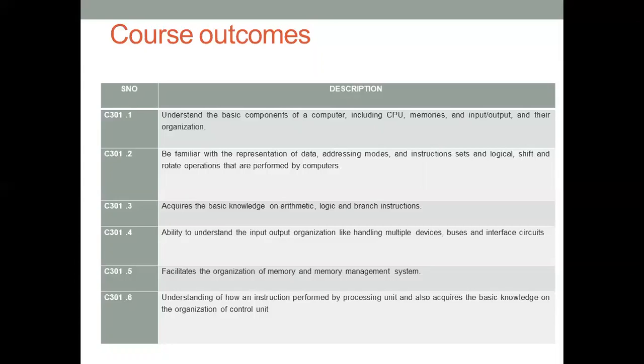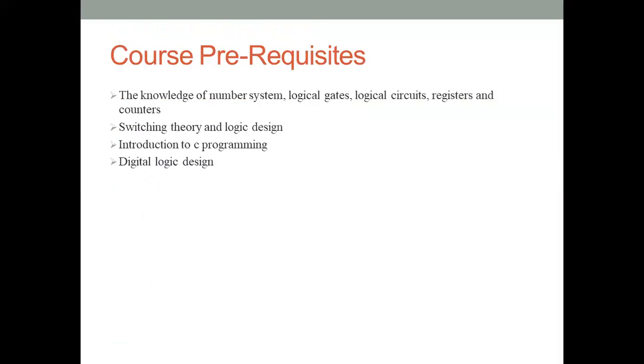And then CO number 5, the student will be able to understand the organization of memory and memory management system. And CO number 6, the student will be able to understand how the instruction is performed by the processing unit, and he also develops the basic knowledge of the organization of the control unit. So these are the course outcomes of computer architecture and organization.